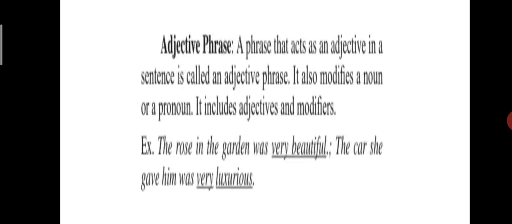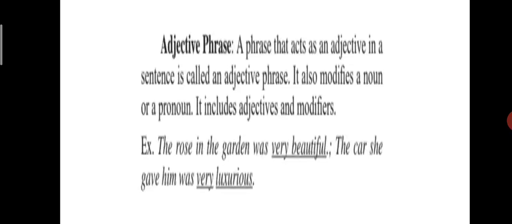Very is a modifier, luxurious is an adjective. So, what is the function of an adjective phrase? It modifies a noun or pronoun. In the rose in the garden was very beautiful, here it modifies a noun, the rose.